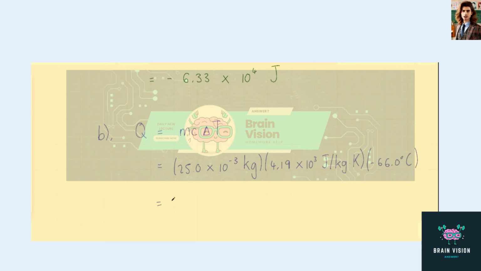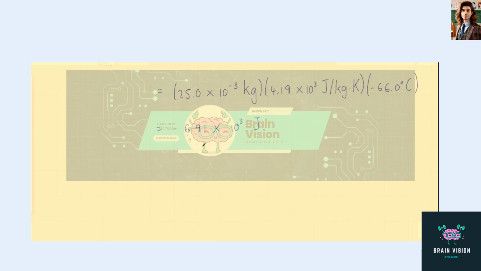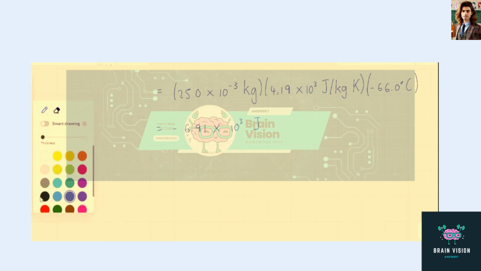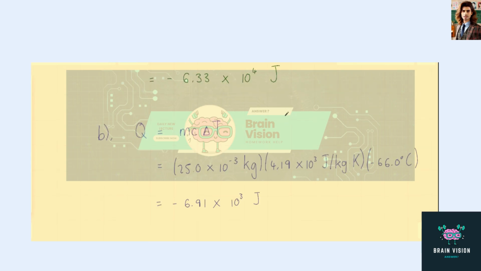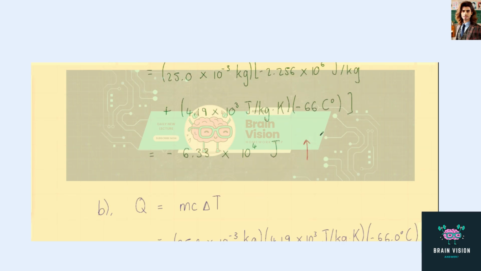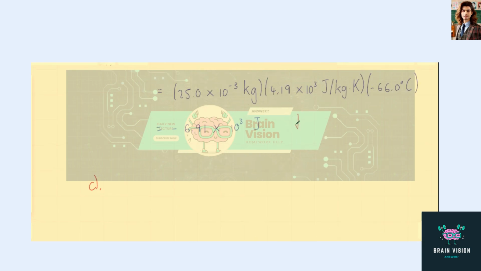And doing this calculation, we get that the energy transferred from the water to the body when the water is cooled from 100 degrees to 34 degrees is 6.91 times 10 to the 3 joules. The minus sign just tells us that the energy is being absorbed from the water into the body. So looking at these two answers, we can see that the answer for A is much higher than the answer for B. So what does this tell us?